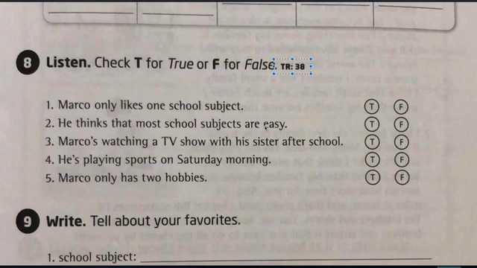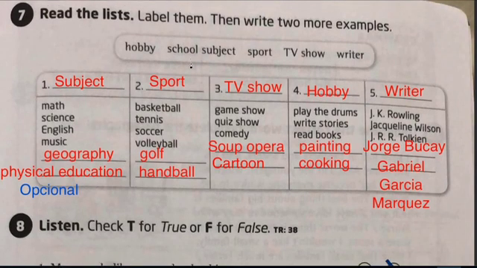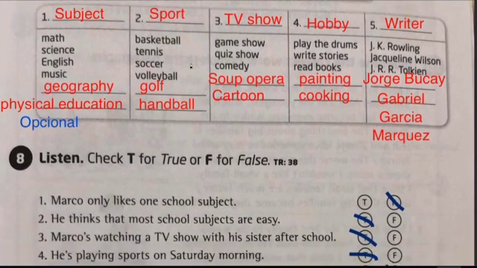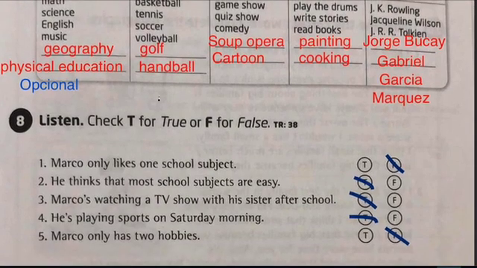Okay, now that you finished, let's do it together. I will give you the answers and you can check or correct them. Here I have it. Number 8, let's do it together. Listen, escucha, check T for true, marca una T para verdadero, or F for false, or F para falso. Number 1 says, Marco only likes one school subject.